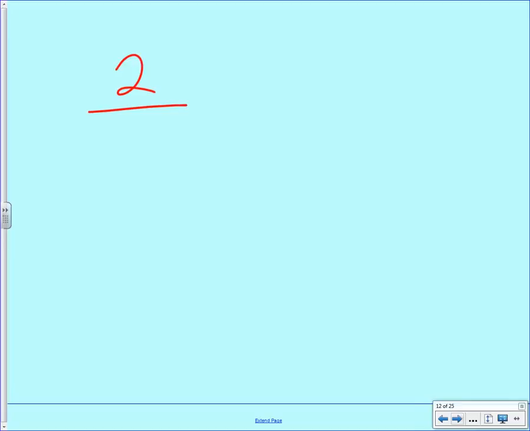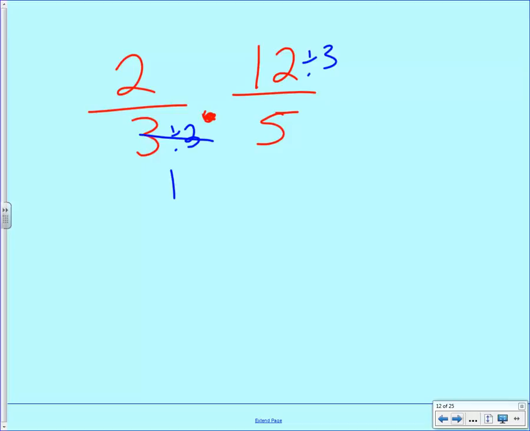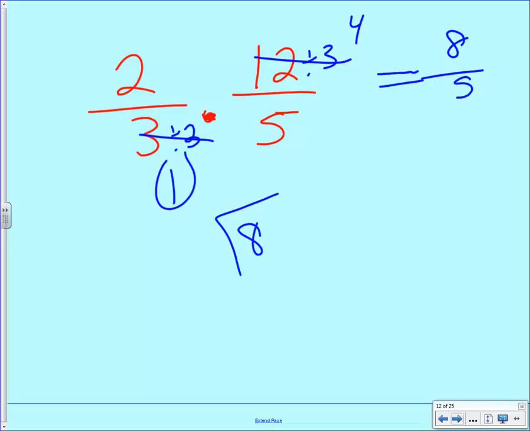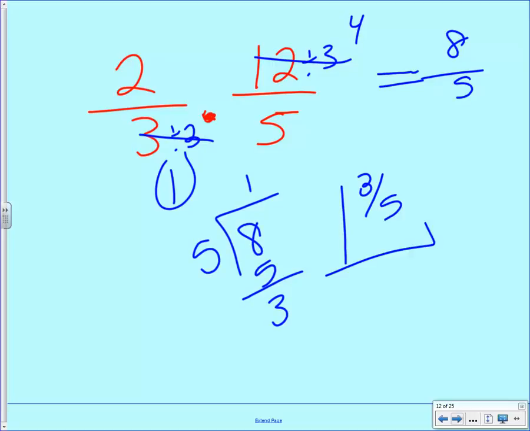Let's make sure we can multiply and simplify in the diagonals. All right, it's a multiplication problem. I am going to simplify in this diagonal by dividing by 3 on both sides, and so this becomes 1 and 4. When I multiply straight across the top and straight across the bottom, I get 8/5. I need this to be a mixed number or a proper fraction, and so when I do this, I end up with 1 and 3/5. Final answer.